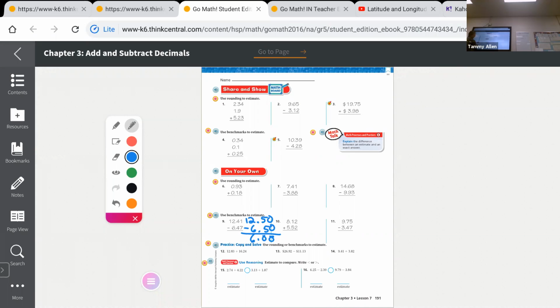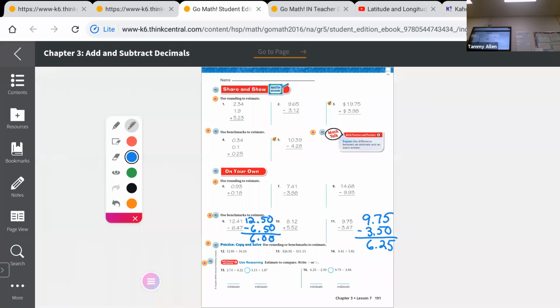Let's go over here and look at number 11. 9 and 75 hundredths. Well, it's right on 75 hundredths. So are we going to change that? It's right at 75 hundredths. Do we need to change it? No. 3 and 47 hundredths. What do we want to change that to if we're using benchmark? 3 and 50 hundredths. And now we subtract. And we get 6 and 25 hundredths using our benchmark. So questions on benchmark? Anybody? Are we good with this concept?